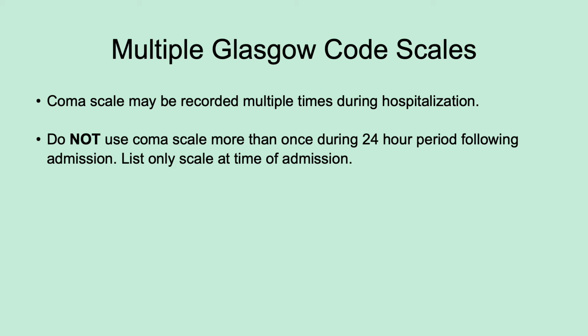Coma scale may be recorded multiple times during hospitalization or prior to hospitalization. It's important to get these scales so you can see the progress or lack thereof of the patient's condition. However, the guidelines say do not use the coma scale more than once during a 24-hour period following admission. List only the scale at time of admission. So you can't do that second one until you hit over 24 hours.